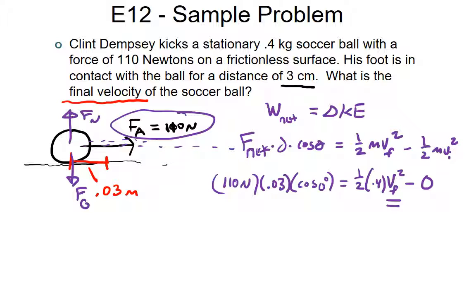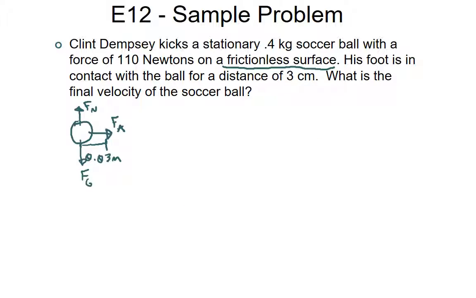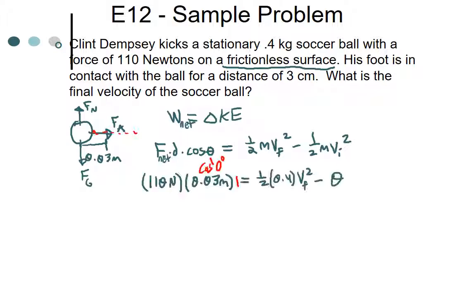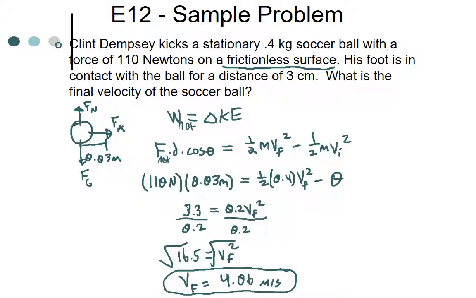And so we're able to find out what the final speed will be after his foot is in contact with the ball for that 3 centimeters, and by looking at how much work impacts it here. And so we end up getting 4.06 as the final speed. Now, if it's a frictionless surface, this ball is going to continue at 4.06 as it goes along, right?